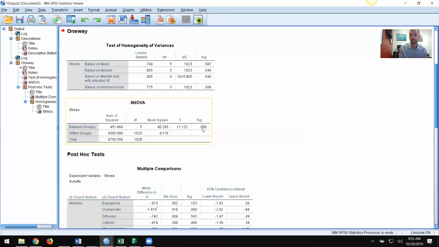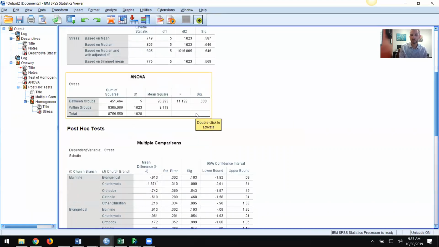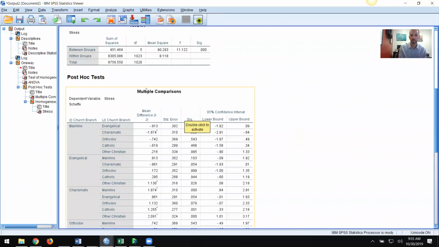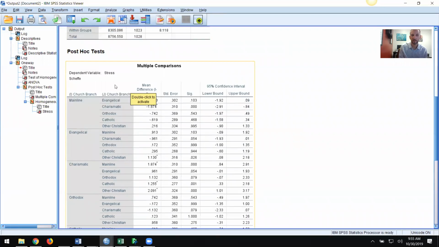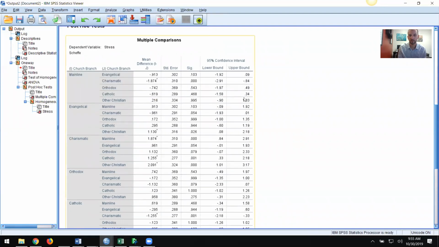And we see here a p-value of less than 0.001. So then the next question is, where is that difference occurring? Now, to obtain that, you have to run a post-hoc test. And I've already run this. It's the Scheffé.